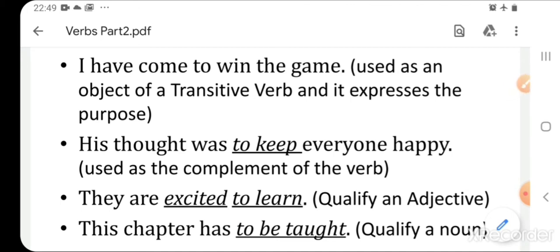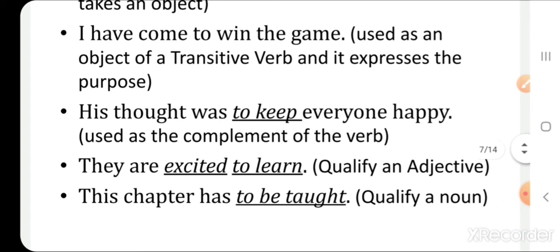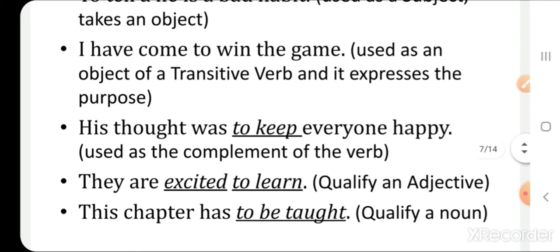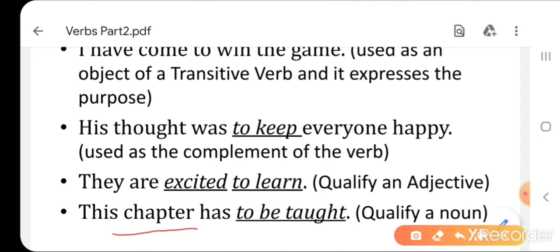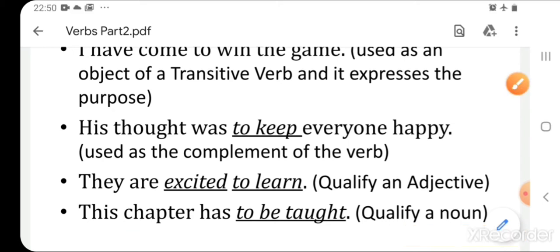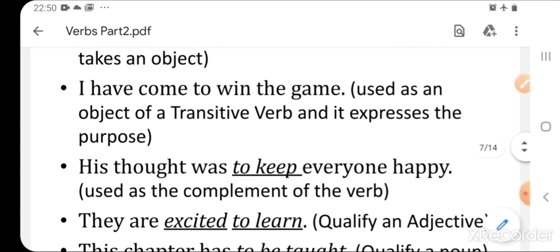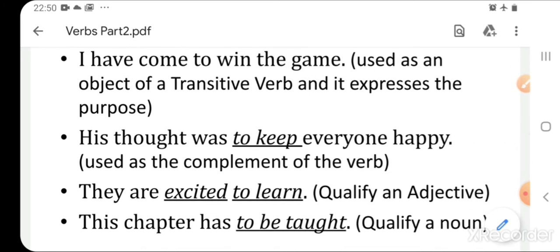Next one is this chapter has to be taught. Here I've used to be taught because it's in the passive voice. In active voice we use only to plus v1. If it is passive, we are supposed to use to be plus v3. But here it is used after the noun, so it is qualifying a noun. So in this way, in such ways also infinitive is used. So these are the uses.